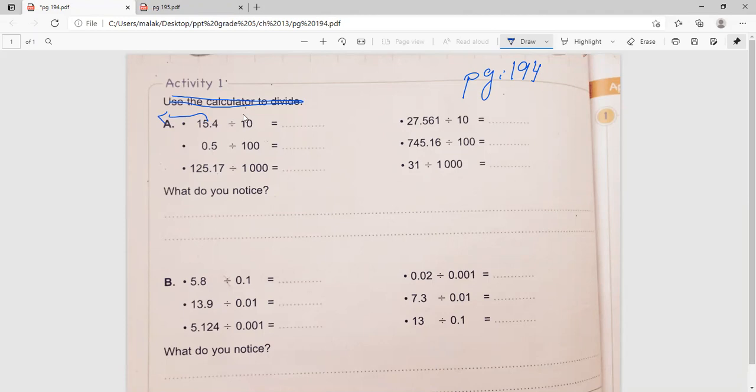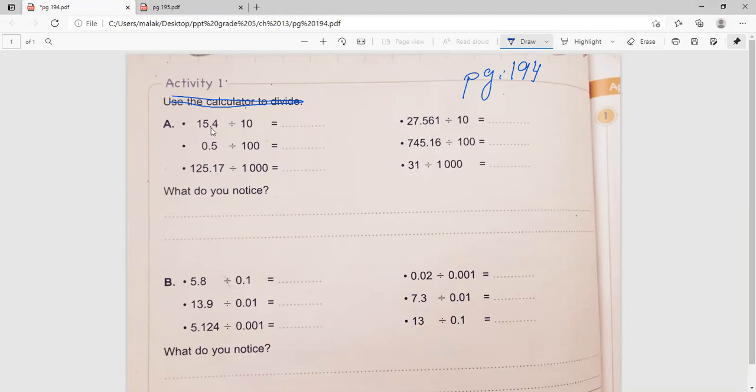If it's 10, we move it backward one digit. If it's 100, يعني two zeros, we move it backward two digits. 1000, we move it backward three digits. Just that's it. Okay? So, دايما we are moving backward because it's division. Division, so we move the decimal point backward, either one digit, two digits, or three digits.